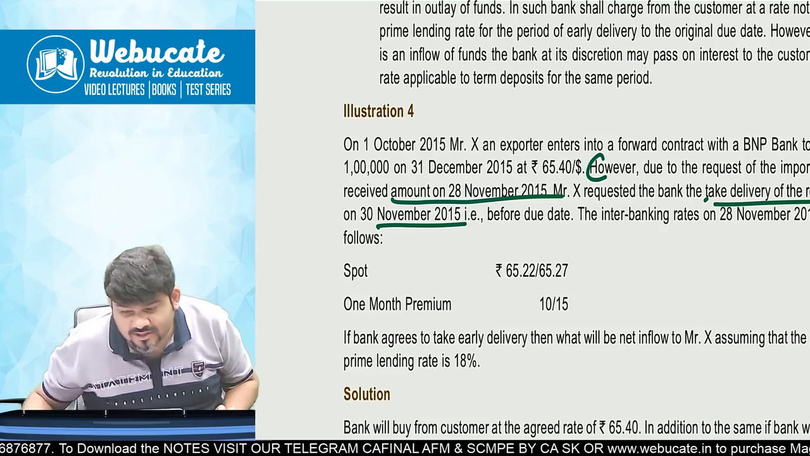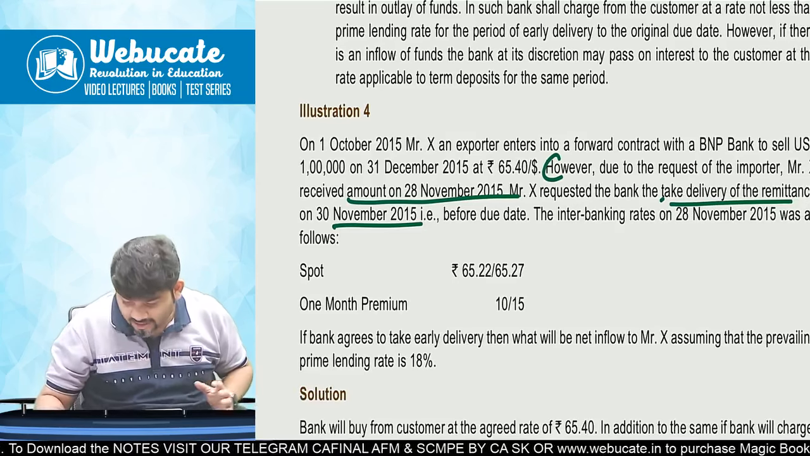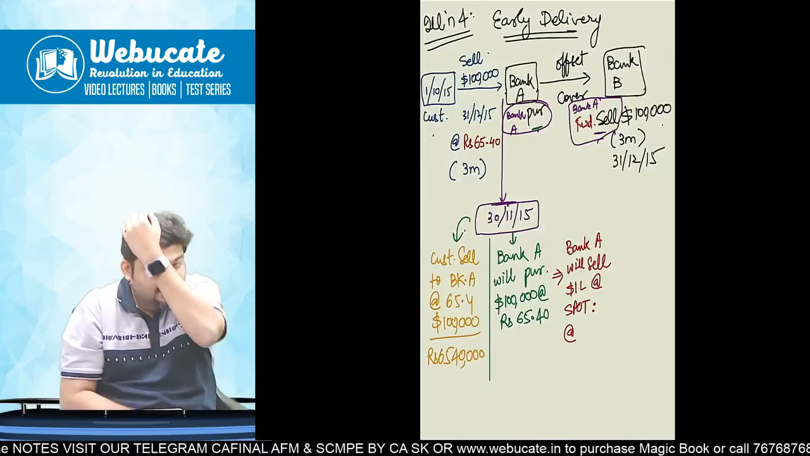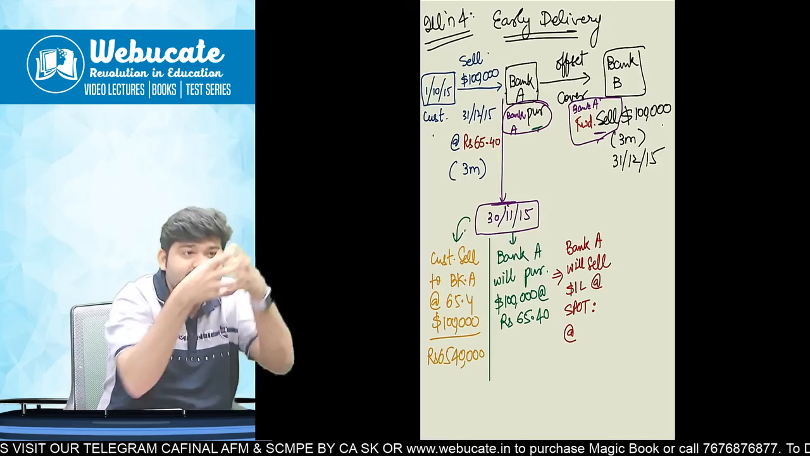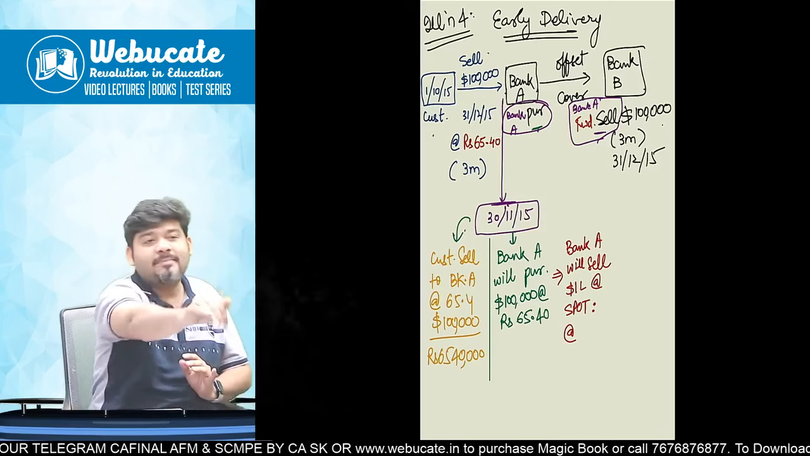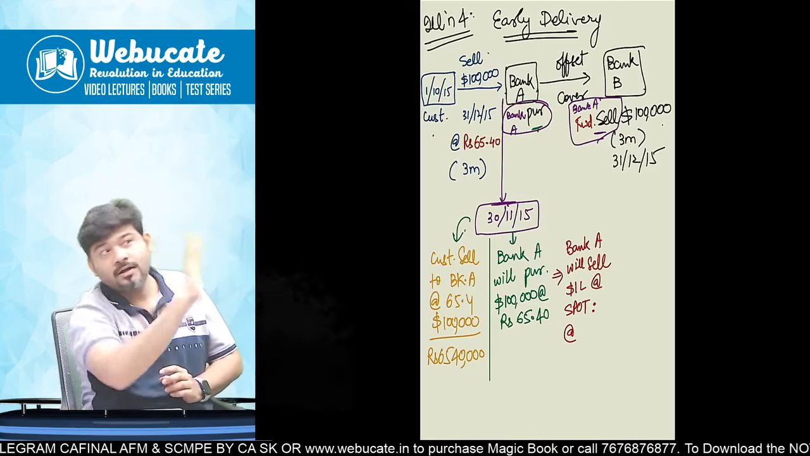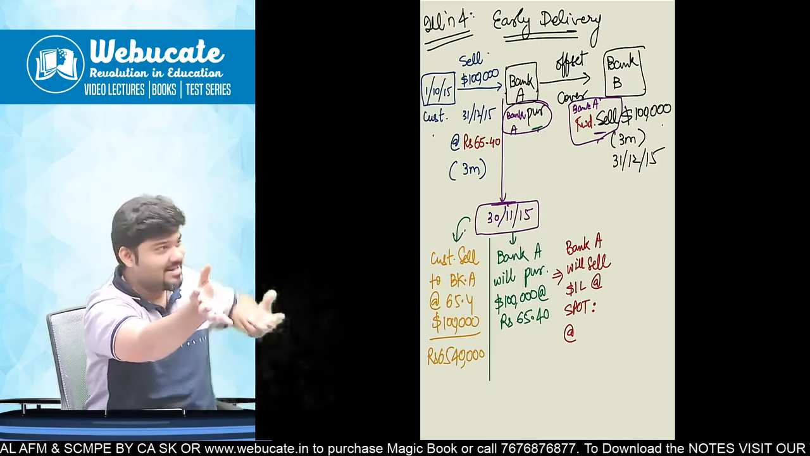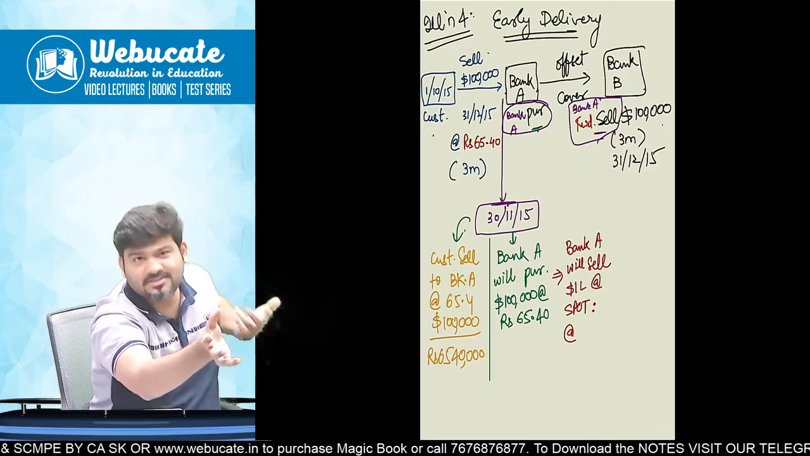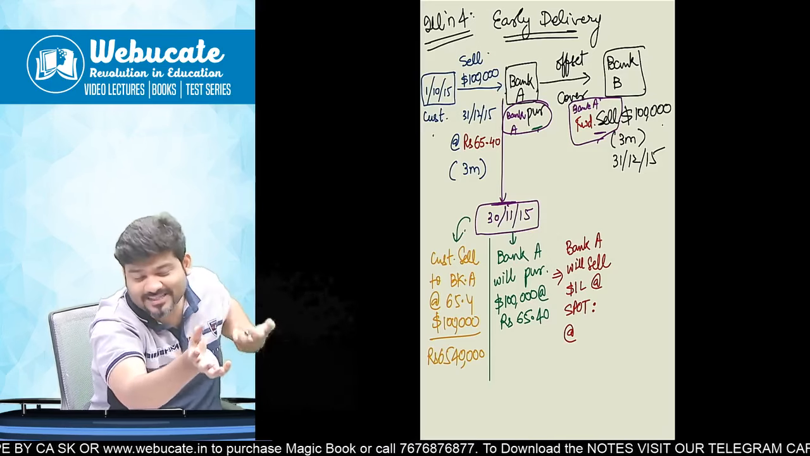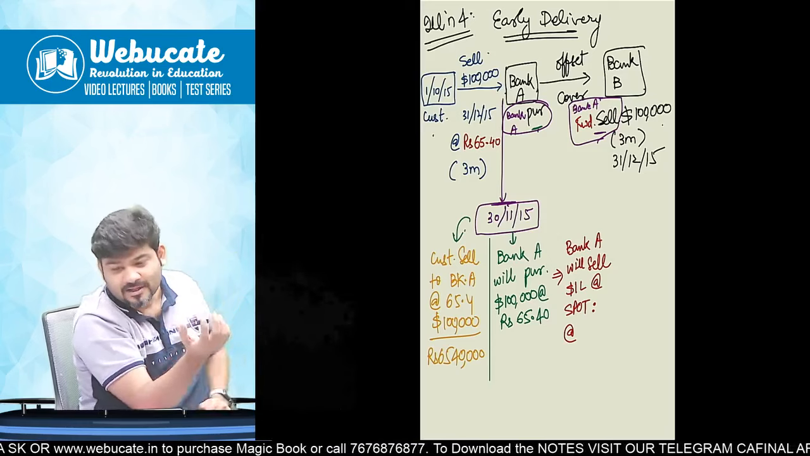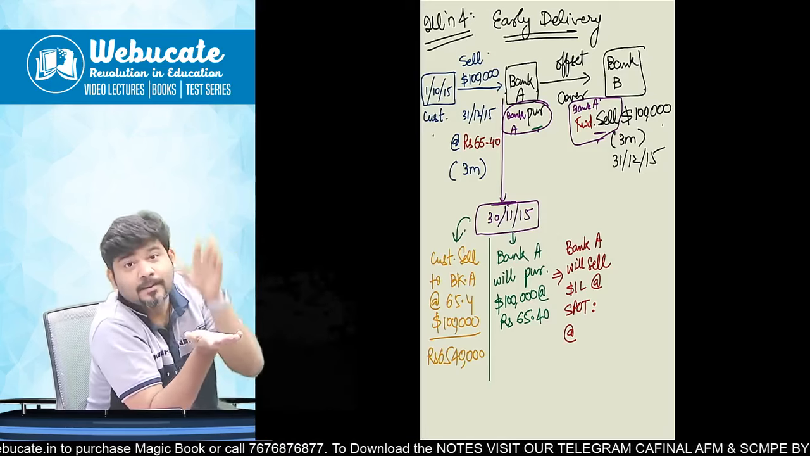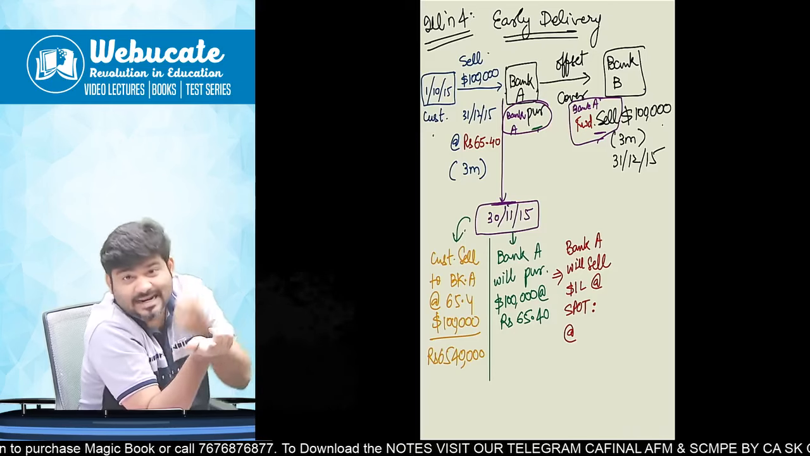Which one to take? So again, think logically. I have taught you all everything, no? How to think logically. So bank A is selling to the other interbank. Think from the point of view of the bank. So that other bank is the real bank here. Now this bank A has become like the customer. The other bank is the real bank. So this bank A is selling. The other bank is buying. Buying is at the bid rate.